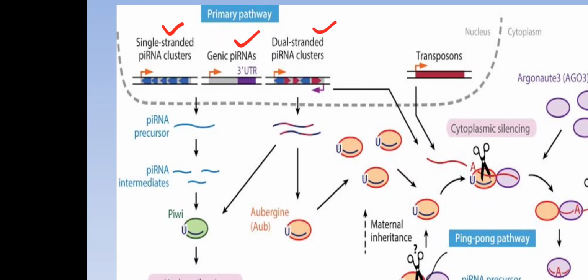So this single-stranded piRNA is synthesized from just one strand of the DNA. This genic one, why is it called genic? Because it is present close to the gene which it later silences, that is, the transposons. Okay, and the third one, dual-stranded, is from both strands of the DNA. Both strands synthesize the piRNA. In this case, just one. In this case, you can say the genic, and this is the dual. Is it clear?